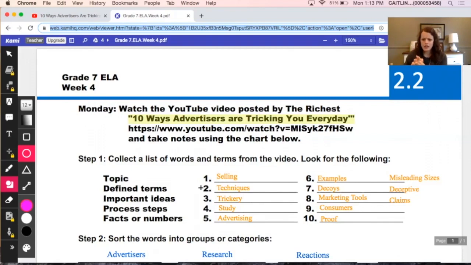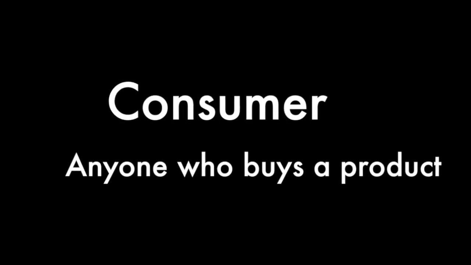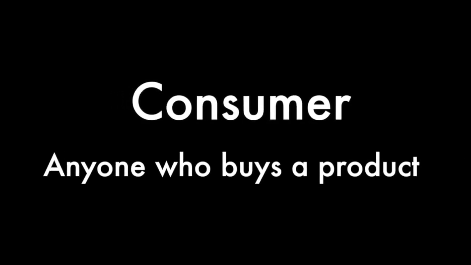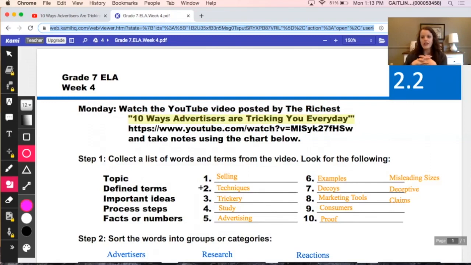I also have on here consumers, which would be us. Anyone who buys a product is a consumer. And then proof. And proof would go along with research and study. So you can see automatically my brain is grouping things together. That's the way our brain works.